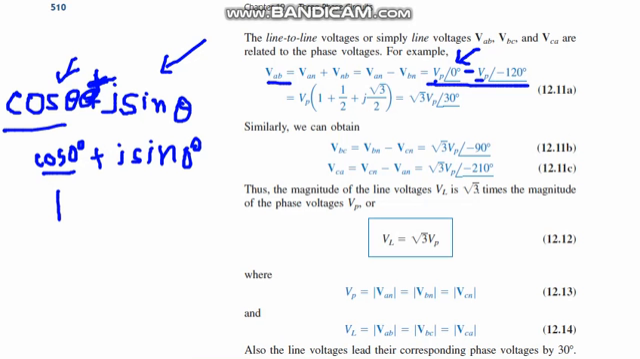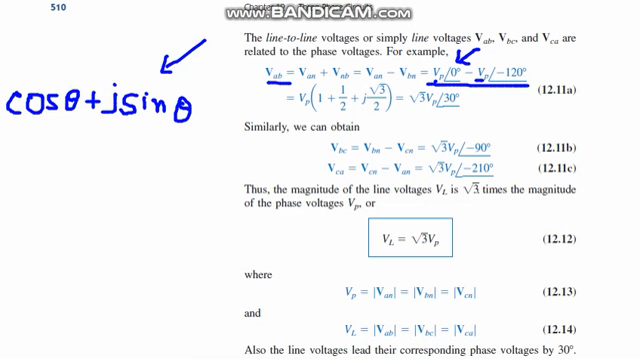Just calculate it. Cos minus 120 degree means minus half. Minus minus means plus, and sin minus 120 degree means minus root 3 by 2. Minus minus means plus. After calculating these two things, 1 plus half and j root 3 by 2, we can write it like this: root 3 VP at 30 degree. You can also change this in your calculator. If we convert these phasors to complex form, you can easily calculate it.